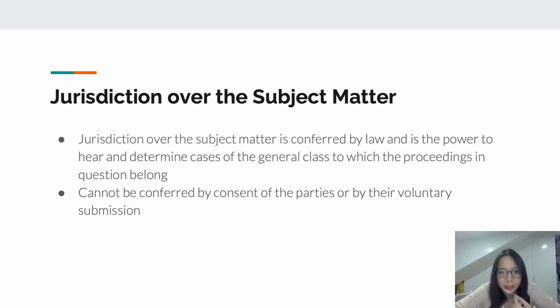The first is jurisdiction over the subject matter, which is conferred by the Constitution and BP 129. Jurisdiction over the subject matter is conferred by law and is the power to hear and determine cases of the general class to which the proceedings in question belong. This jurisdiction cannot be conferred by consent of the parties or by their voluntary submission.